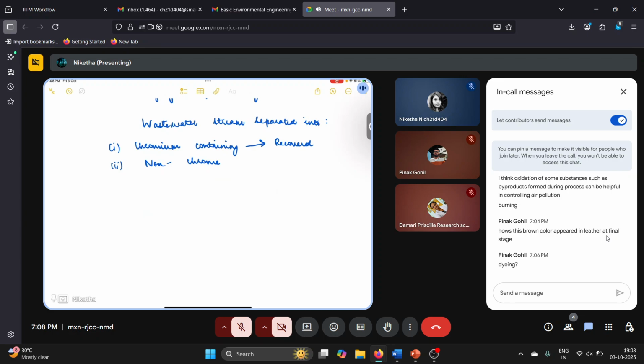So how is the chromium recovered? Chromium is precipitated. So we add agents like magnesium oxide and sulfuric acid. By these, the chromium will get precipitated and it will settle down. And the remaining water will be treated; it will be high in organics and it will go for non-chrome separation.